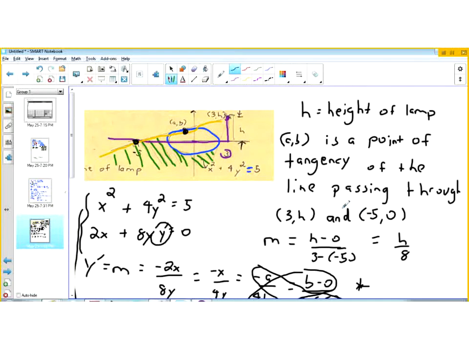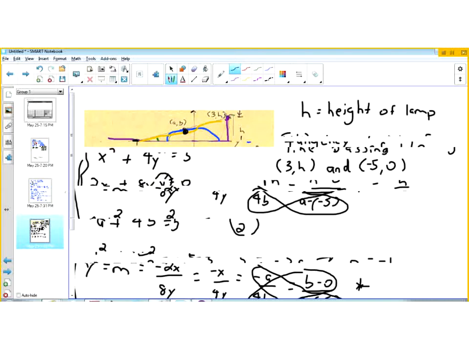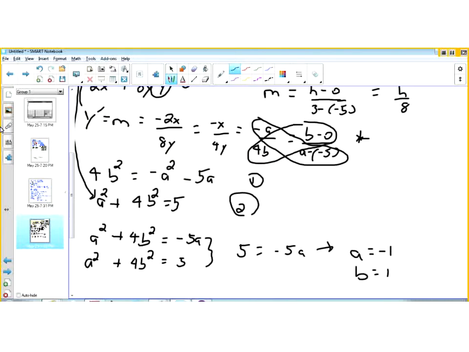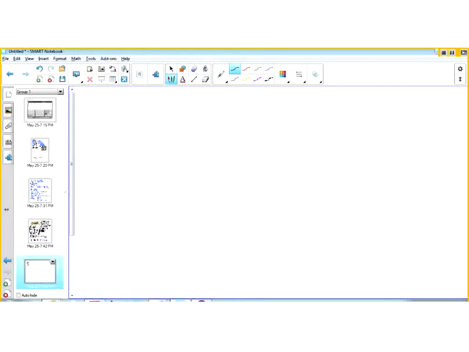So a nifty little technique for finding the height of a lamppost. Just take an ellipse and stick it on the ground in its proximity, measure the shadow, and you can find it using calculus. All right, so let's do another problem. Let's calculate the derivative of a composite function that has inverse components to it.